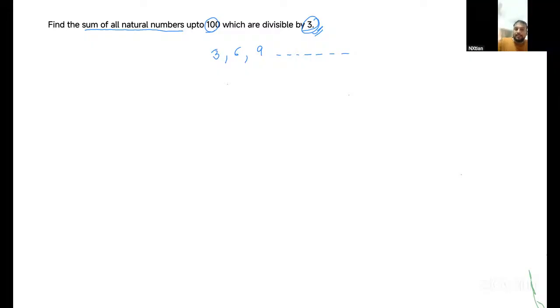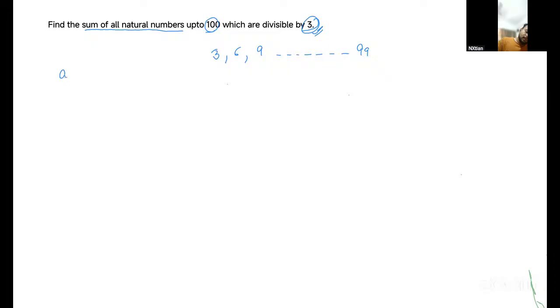Yes, 99 is the last number, because after 99, 102 will come. 102 is not below 100, it's above 100. So we'll not take 102, we'll take 99. Did you understand, guys? So this is the last term, and we have to find the sum.